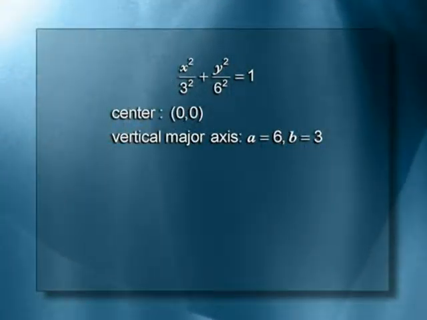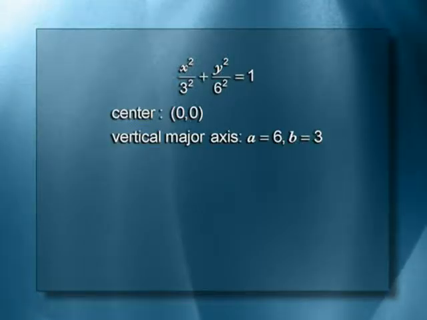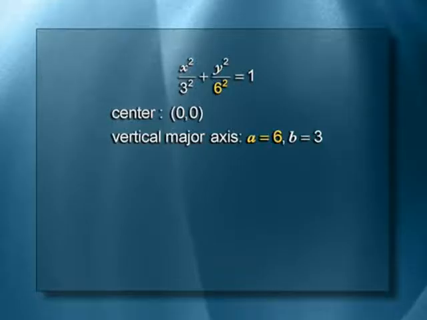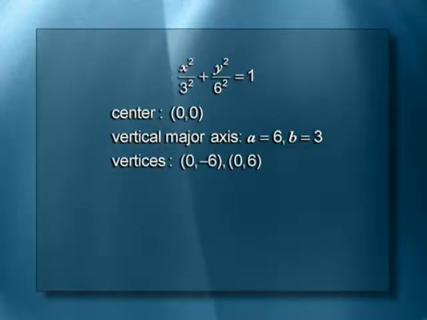So who are our characters here? What's A and what's B? Well, A is the larger, so A is 6 and B is 3. Okay, good. Where's the center of this ellipse? Thank goodness, it's at the origin. So the center's at 0, 0, and A is 6, and B is 3. So it's a vertical major axis, isn't it? Because the larger number, 6, is below the y term. So the vertices are 6 units away from the center. They'll be at 0, 6 and 0, minus 6.